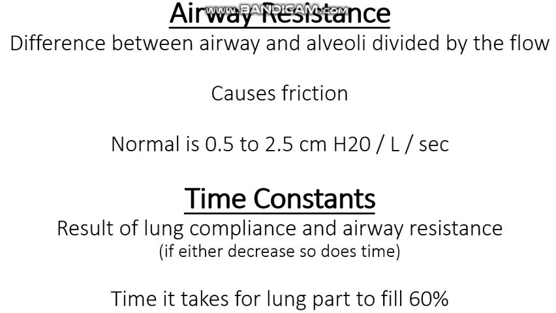Airway resistance is the difference between airway and alveoli pressure divided by the flow. It causes friction. And the normal is 0.5 to 2.5 centimeters of H2O per liter per second. Time constants are the result of lung compliance and airway resistance. If either one decreases, so does the time. They are defined as the time it takes for a lung part to fill to 60%.